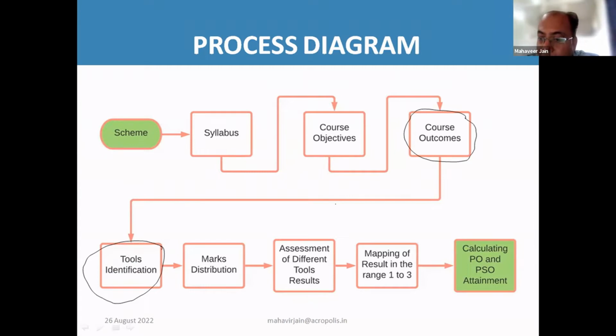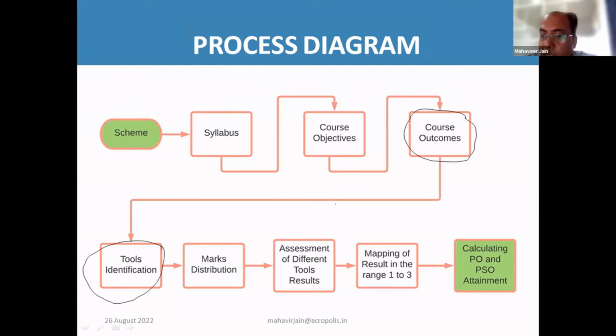Suppose MST, MCQ questions, interview, viva, presentation. These are called the assessment methods or tools. So first I need to identify the tools, which tools are related to my course. Sometimes my course is only practical, sometimes it is only theoretical, sometimes it is both practical and theoretical. Based on that, I need to identify the assessment methods.